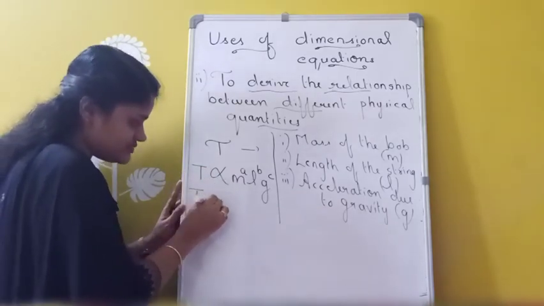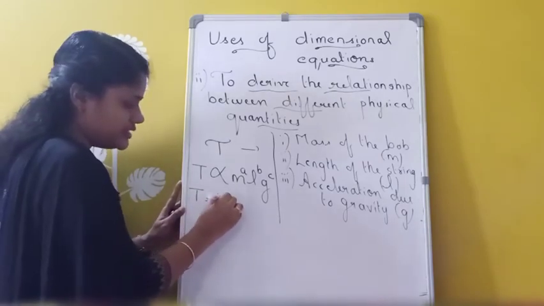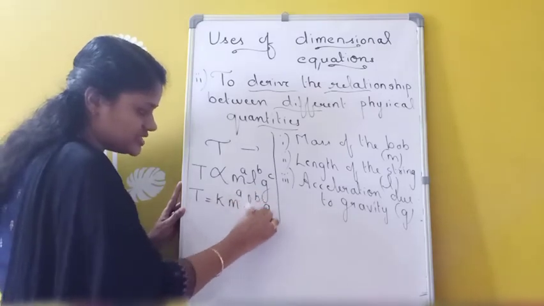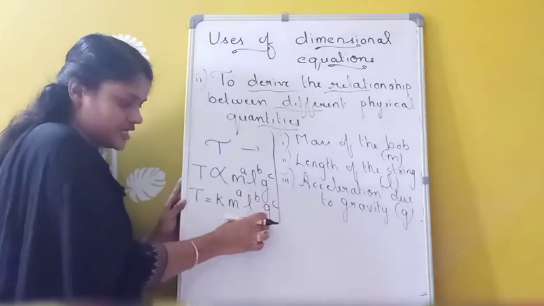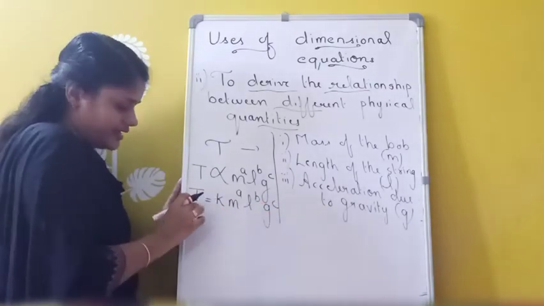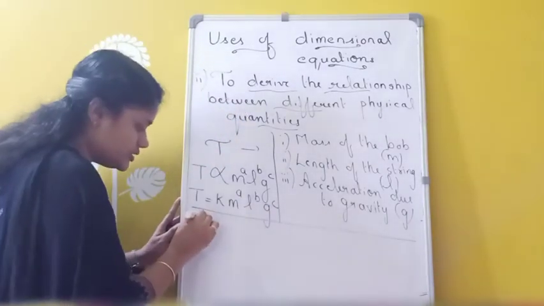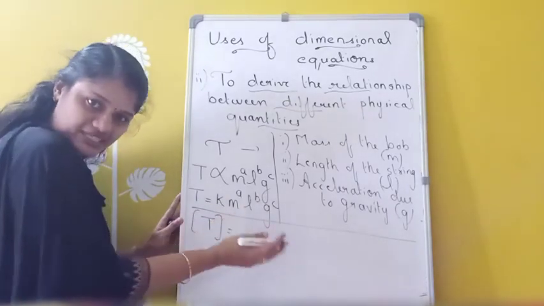T equals, we can multiply by a constant here. So I am taking a constant k into m raised to a, l raised to b, g raised to c. So we need to find the powers a, b and c. For that we have to find the dimension of LHS and RHS. And on the LHS what we are having here? Time period. So dimension of time period t. Dimension of t is simply T itself.